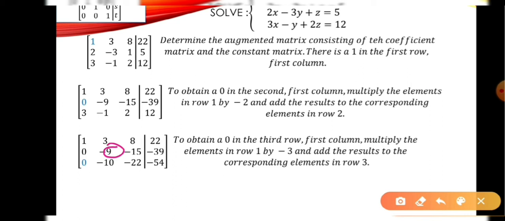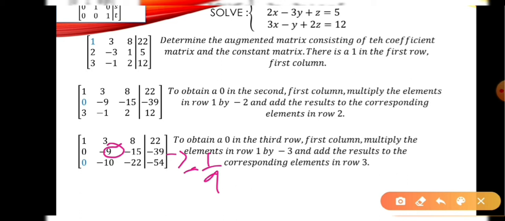Next is, you have to make your second column, this one, into 1. So again, if you want to make a certain element in a row the number 1, you have to multiply across by its reciprocal. So the reciprocal of it is negative 1 over 9.